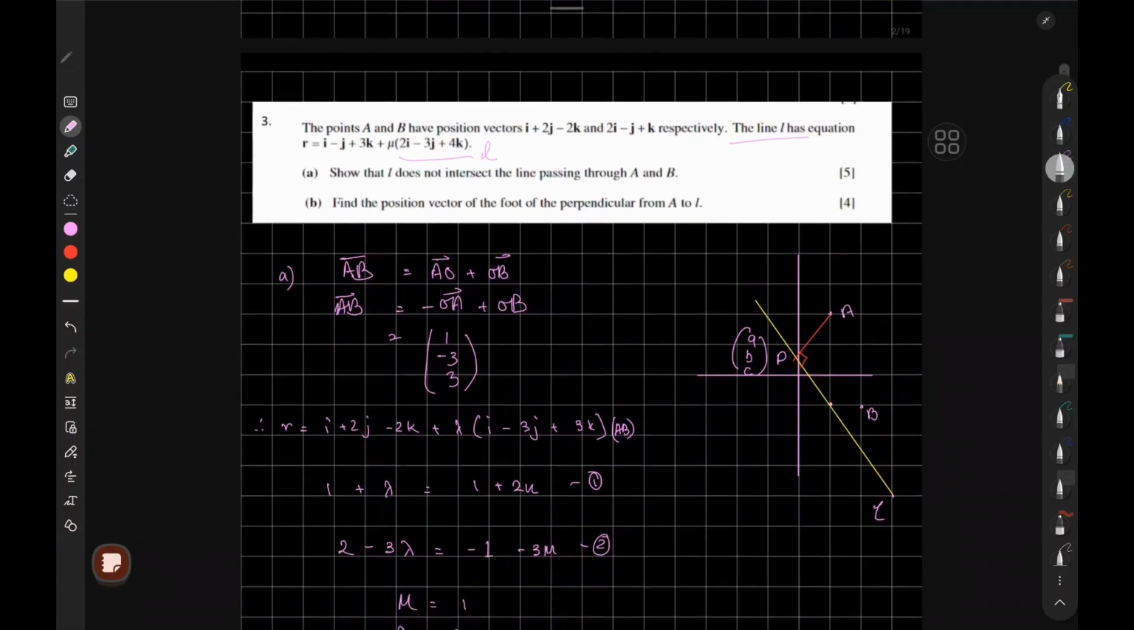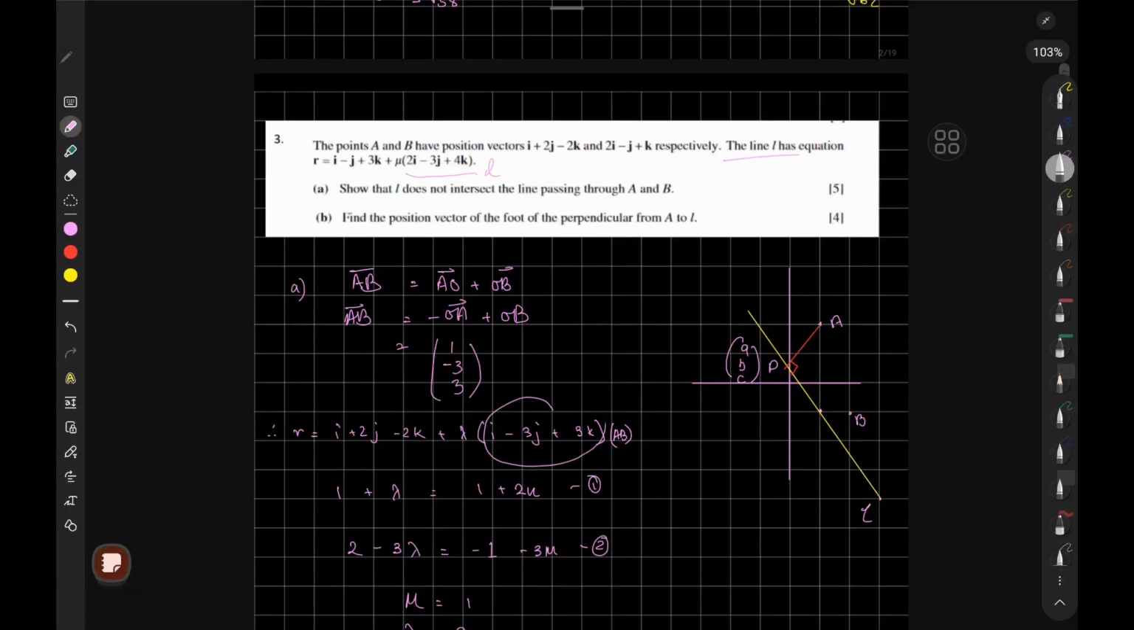Nice. If you do that, you know the vector, which is this. You also know the magnitude. You just give a random variable, mu, t, whatever you want. And this is your starting point. What is your starting point? Your starting point is basically A. You can take either B or A as your starting point, it doesn't matter.